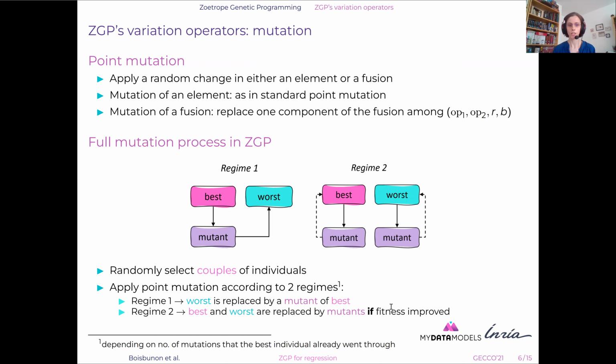So with these two regimes, we are enabling exploration and exploitation at the same time. And the choice for each regime depends on the number of mutations that the best individuals already went through.